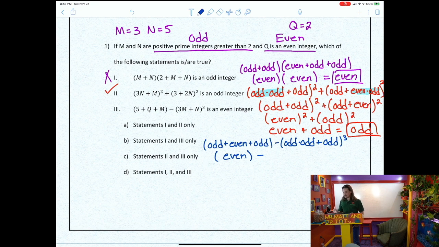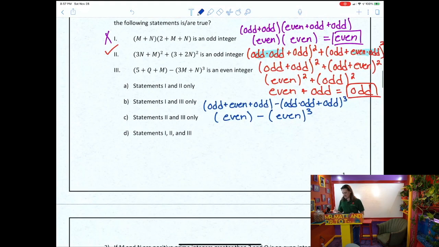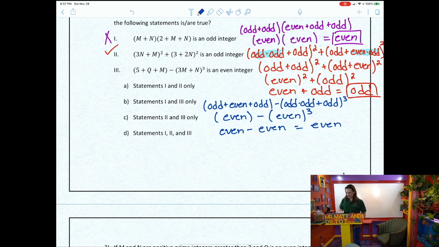An odd plus an odd is even. So that's going to be an even cubed. An even cubed is even, so this is going to be an even minus an even, which will result in an even difference. So your answer here is going to be statements 2 and 3 only, which is answer selection C.